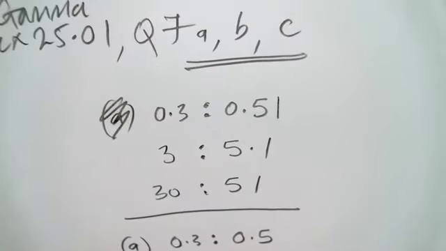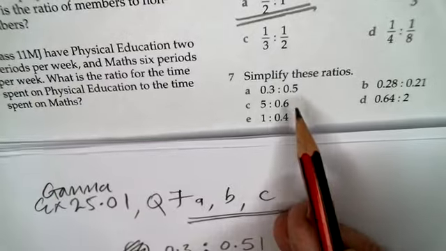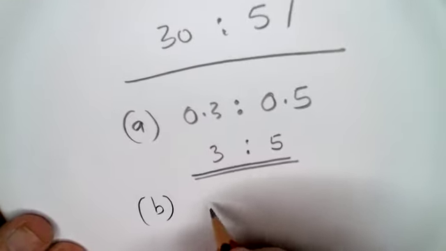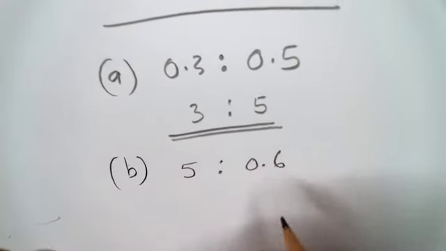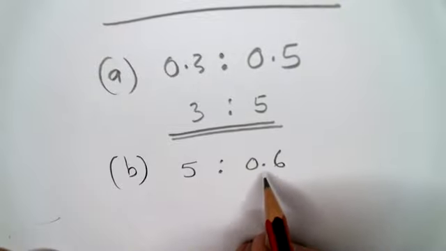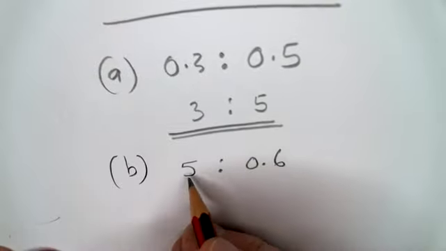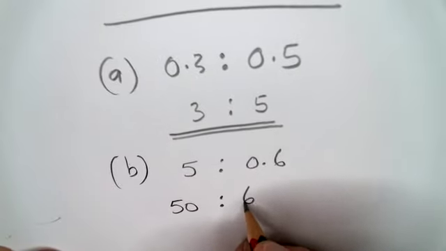So I'm going to do these three. I'm going to set you loose on them. So here we go. We've got 5 to 0.6. Well, we need to multiply this by at least 10 because we want to get rid of the 0.6. It has to be not 0.6, it has to be 6. So multiply this by 10, becomes 50. Multiply this by 10, and it becomes 6.